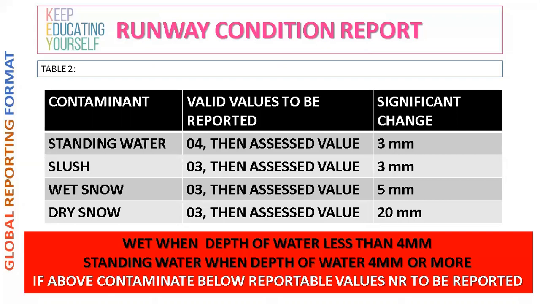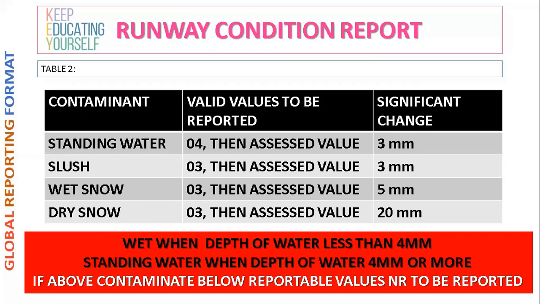When standing water has to be reported, the minimum value to be reported for standing water is 0.4 mm. If it is 0.3 mm, then it is not standing water. The water definition has been changed now. If the depth of water is less than 4 mm, it is wet. And if the depth of water is 4 mm or greater, then it is reported as standing water. Now, we report the depth of standing water when it is a minimum of 0.4 mm or greater.